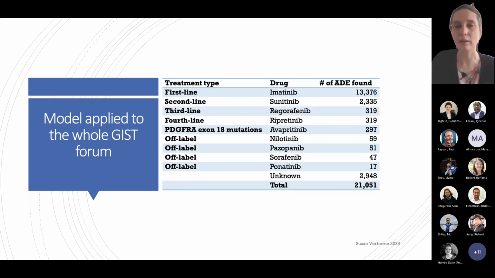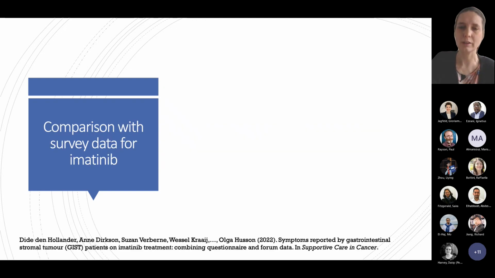And indeed, this is the number of side effects that we found in the complete form, with the automatic model. Here, this is the most used drug. Gleevec is the brand name. Imatinib is the medical name. That was the one where the most side effects were found, in total 21,000. So this was already useful to the patient community, but of course they also want to know what the side effects were.